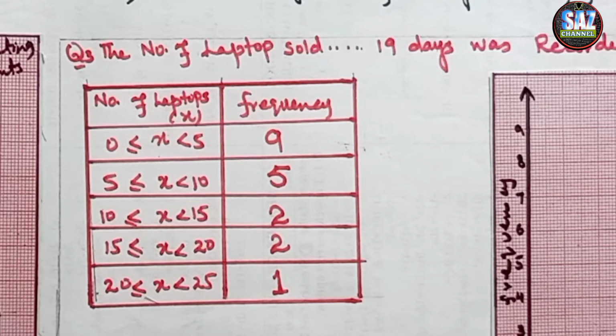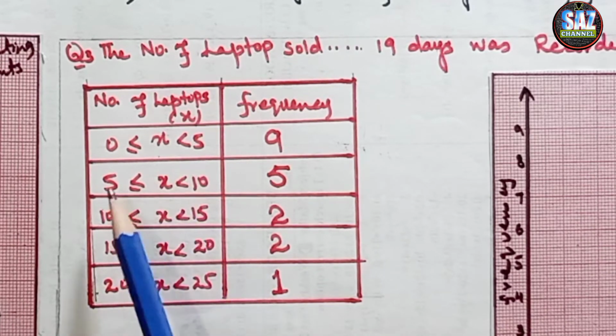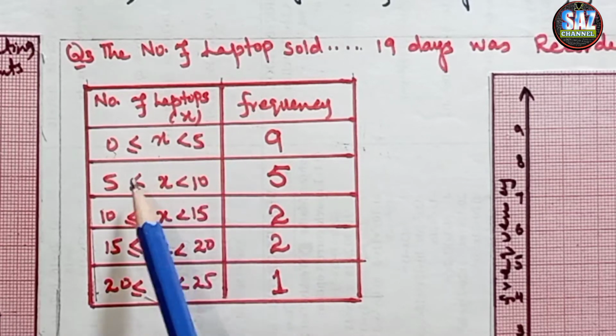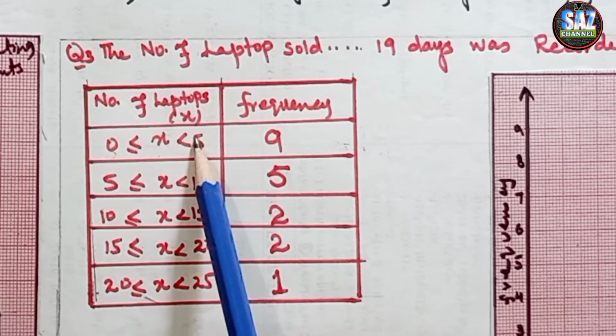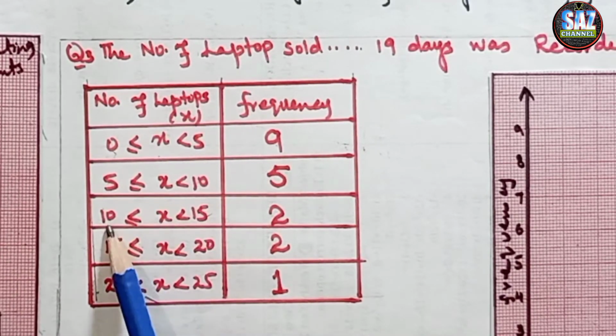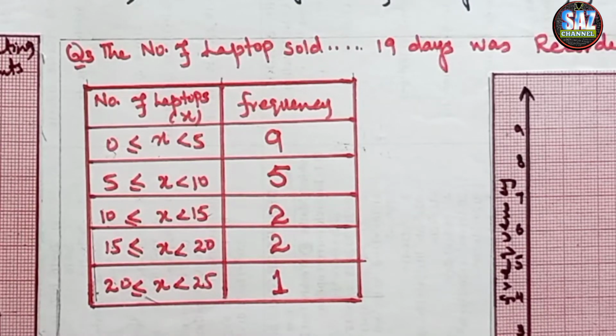Okay, let me hold the ruler. First of all, it's important to understand that data is divided into classes, 0 to 5, and what is the difference? 5 minus 0 is 5. 10 minus 5 is again 5. 15 minus 10 is 5. 20 minus 15 is 5, and 25 minus 20 is 5. All classes have the same class width, so we can suppose that a 1 centimeter gap is enough for one class width.